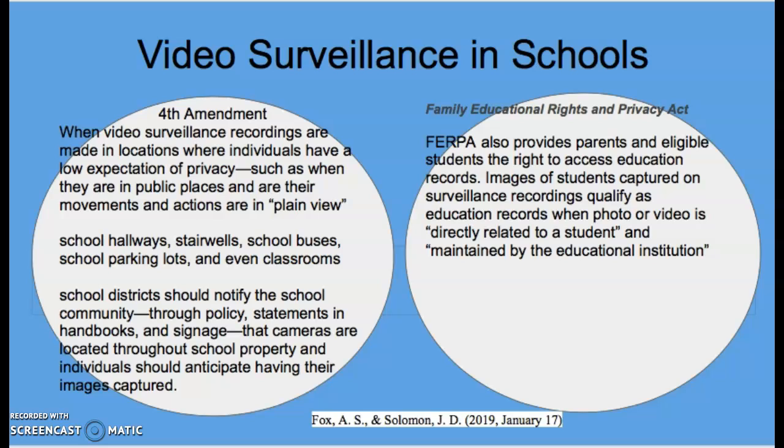All right, a little bit about video surveillance in schools. The Fourth Amendment allows us to video when recordings are made in locations where individuals have a low expectation of privacy, such as in a public place or in movement and actions are in plain view. Some examples are school hallways, stairwells, school buses, school parking lots, and even classrooms. School districts should notify the school community through policy, statements, handbooks, and signage that cameras are located throughout the school, and individuals should anticipate having their image captured.